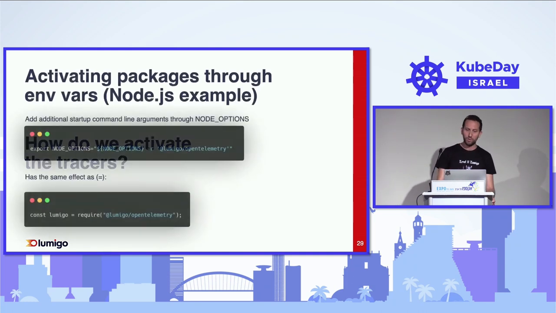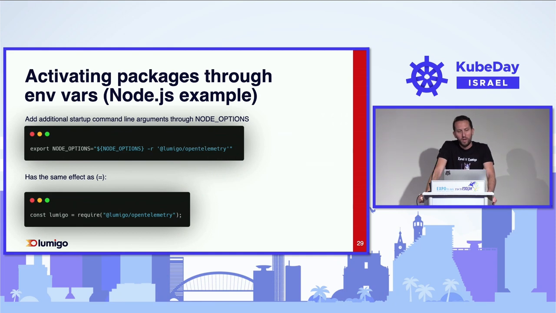As an example, let's look at a Node example. Node 8 and up has the NODE_OPTIONS environment variable, and we can basically append to it -r lumigo/opentelemetry. -r is short for the require statement. Adding this statement to the NODE_OPTIONS environment variable is effectively like writing the line beneath, just like writing lumigo = require(path to the package). So this is an example for Node. We do this for Python. We do this for Java as well.